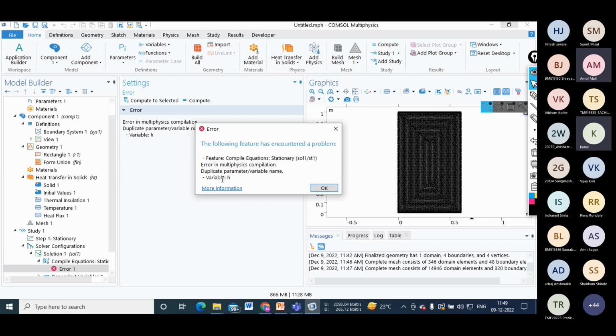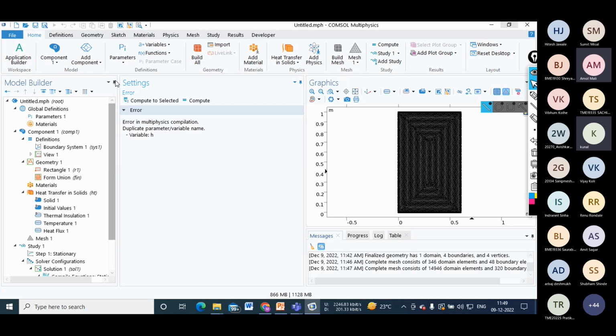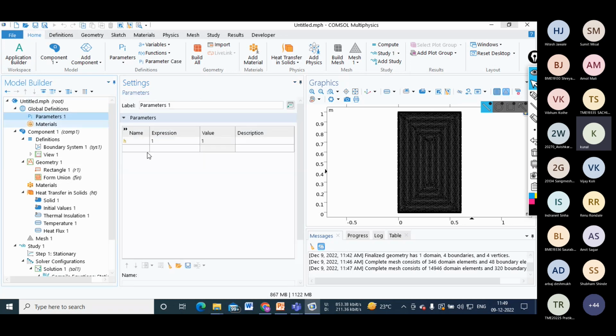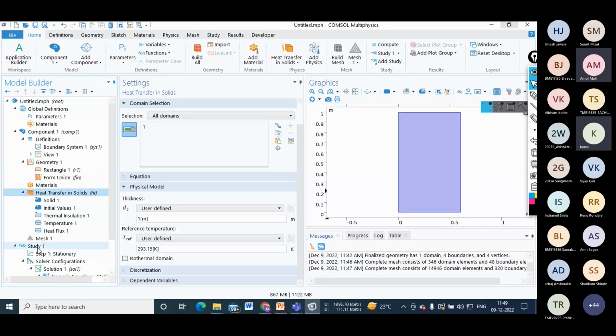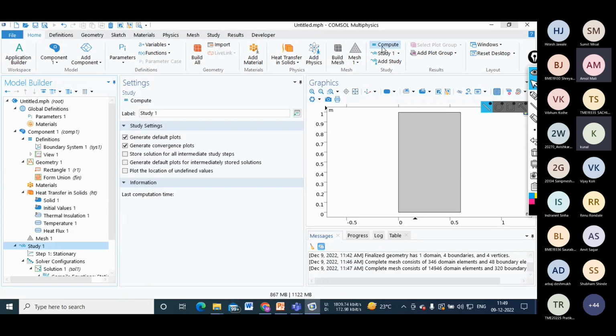So here you can see the variable h is not provided. What did you provide for h? It is asking here. So that I will remove, and then again I will solve. Again I will come here in study and compute.